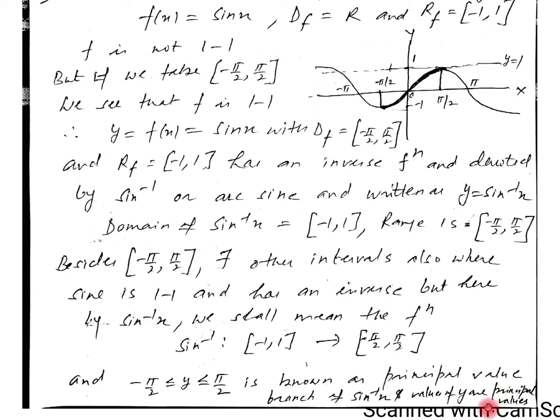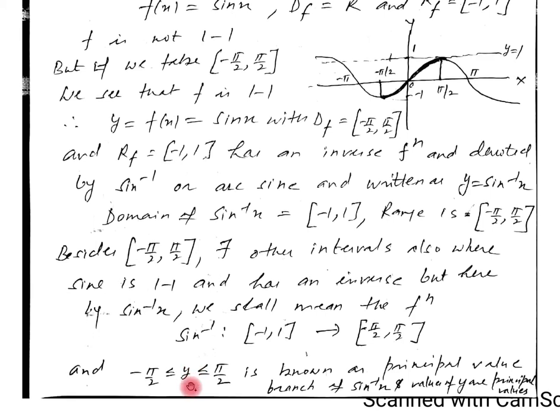Principal values. Listen to it again: we have considered only this interval, closed interval minus pi by 2 to pi by 2. But there are some other intervals also where our sine function is one-one and has an inverse. But in our syllabus we have taken only this interval, and the value of y lying in this interval is known as the principal value branch of sine inverse x, or we can say it is the range of the sine inverse function, and the values of y are known as what? Principal values. This is just the introduction where we are defining the sine inverse function.